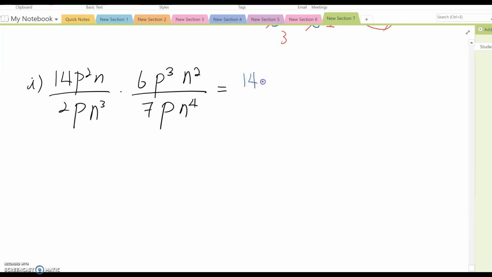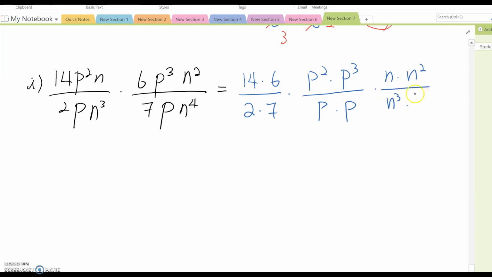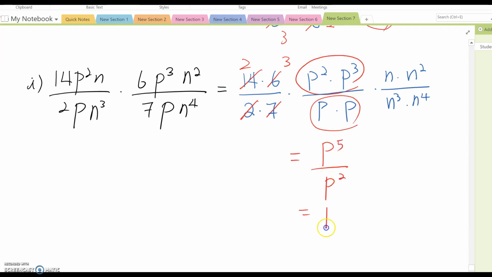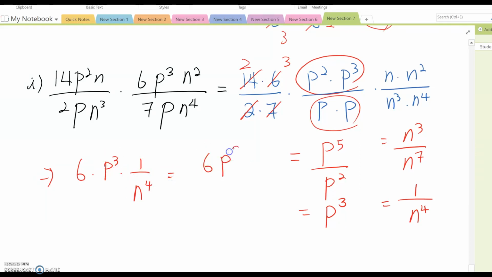Then this becomes 14, 6, 2, 7, and p squared, p cubed, and p, and p, and n squared, and n cubed, and n fourth here. Okay, so from here we can simplify. Then it becomes 2 and 3, and there are a total of 5 p's on top and 2 on the bottom, so we can rewrite this as p to the 5 over p squared, which means p cubed. Now the n's are n cubed over n to the 7, so it becomes 1 over n fourth. So we can rewrite this as 6 times p cubed times 1 over n fourth.